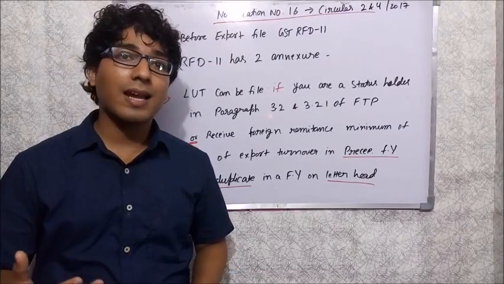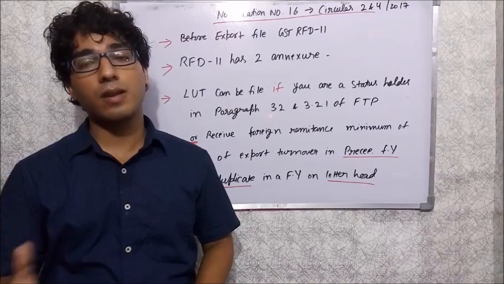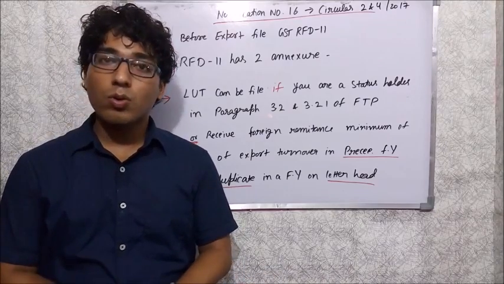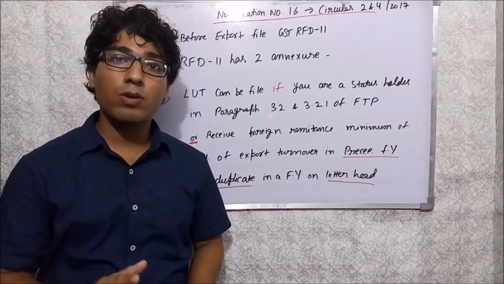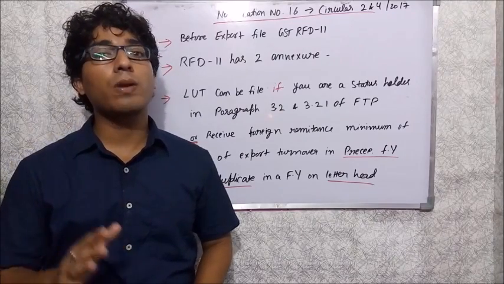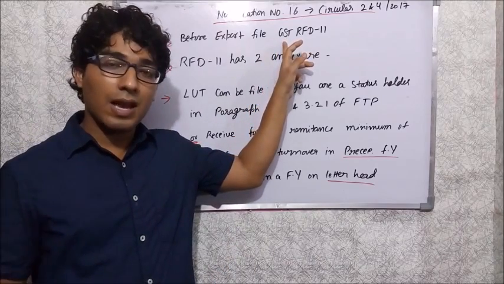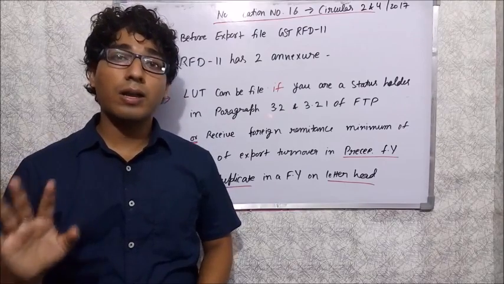CGST and the customs. Now we should discuss what exactly is the actual procedure of exporting goods or services out of India. So before exporting the goods or services out of India without payment of tax, you have to first file the form GST RFD 11, and in that form GST RFD 11 there are two annexures.